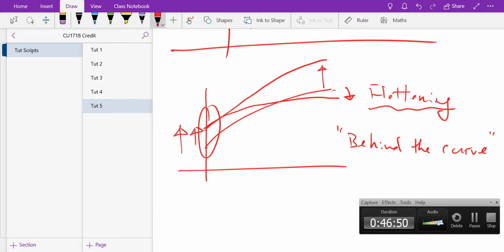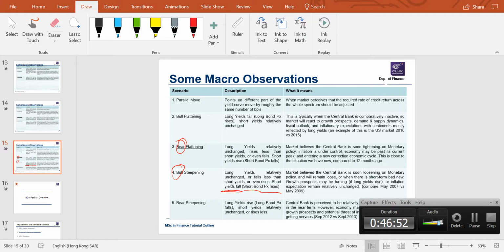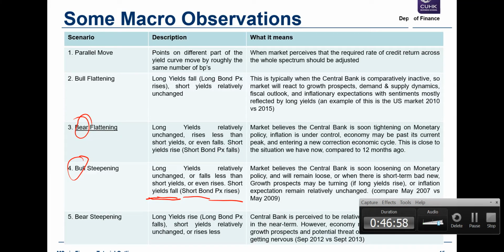Now maybe we look at one more. Which one do you want to have a look at? We can look at maybe number 2. Okay, so this is what I call a bull flattening.